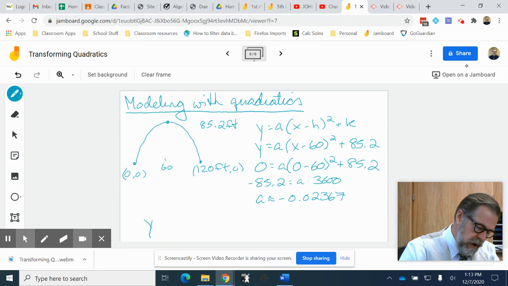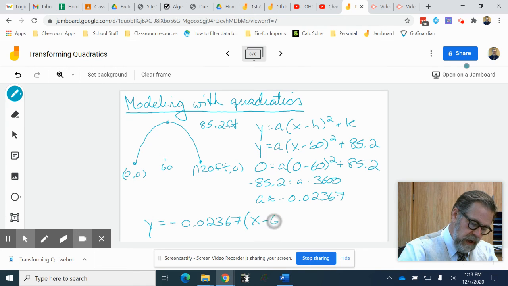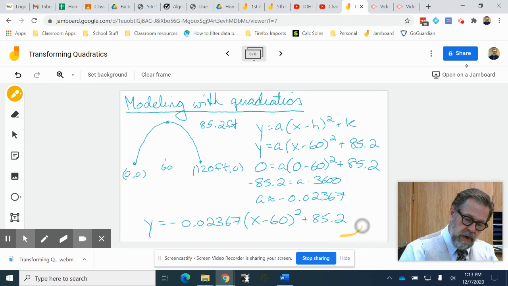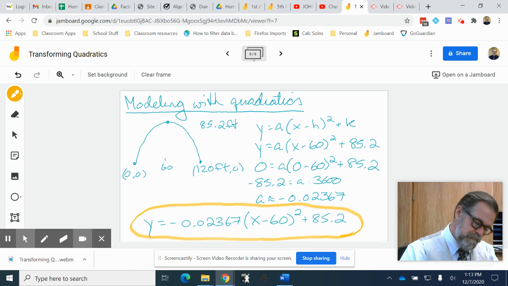So we now know that the equation for this punted football is y equals negative 0.02367(x minus 60) squared plus 85.2. And boom, we can use that to predict at any given time where the football will be. All right.